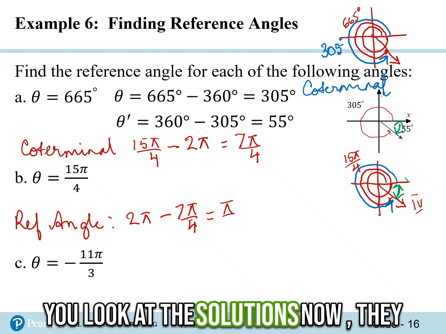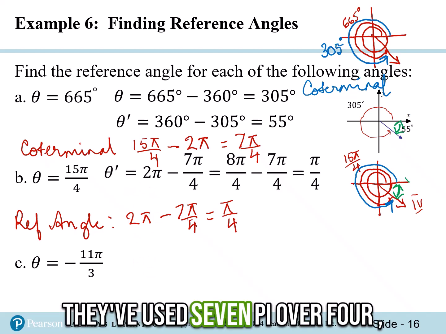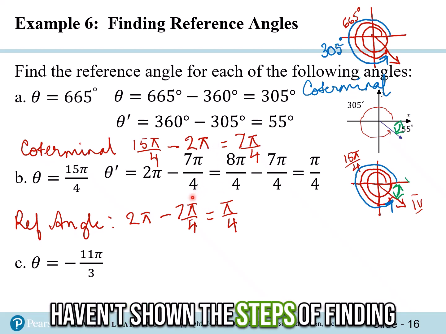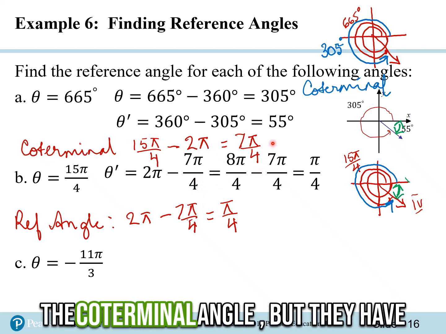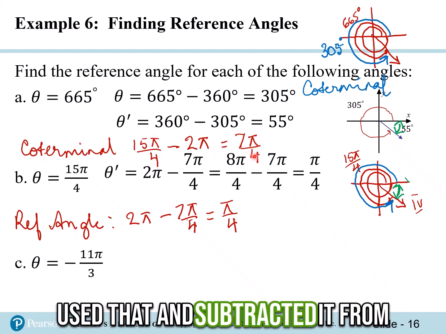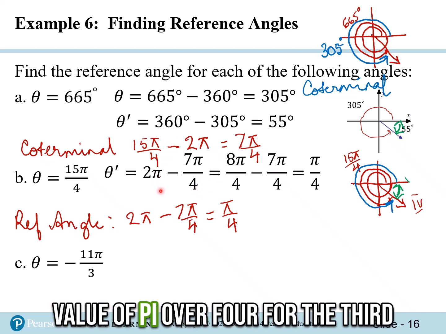So if you look at the solutions now, they pretty much do the same thing. They've used 7 pi over 4, which is the coterminal angle. They haven't shown the steps of finding the coterminal angle, but they have used that and subtracted it from 2 pi to get a reference angle value of pi over 4.